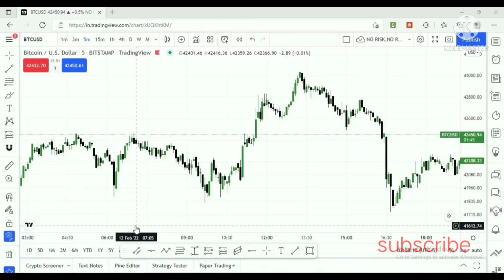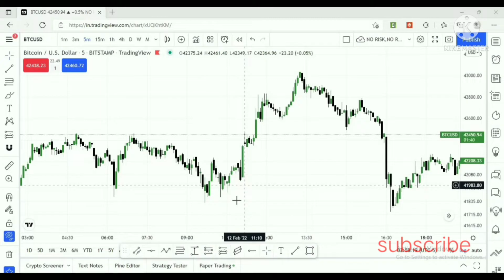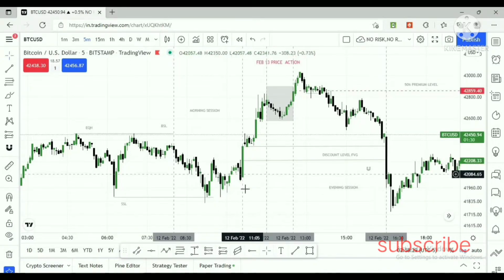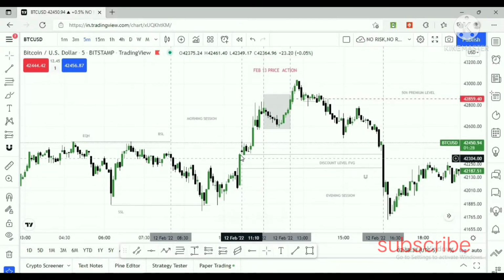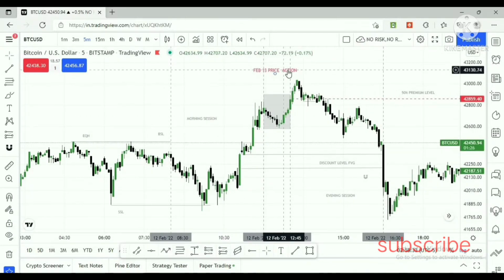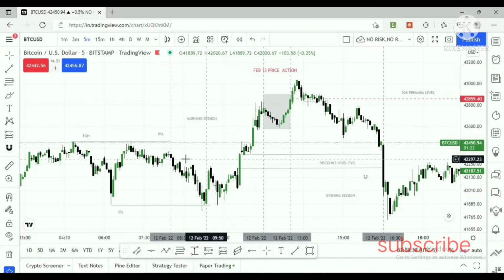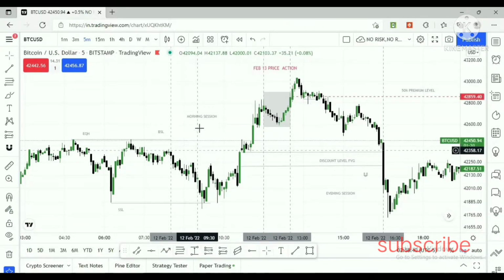Welcome to this video. We'll see how I trade BTC by using ICT 2022 mentorship concepts. Let's see, guys, this is the BTC 5-minute chart. This is the Feb 13 price session, yesterday's price session. I start from this level. This is morning session time.